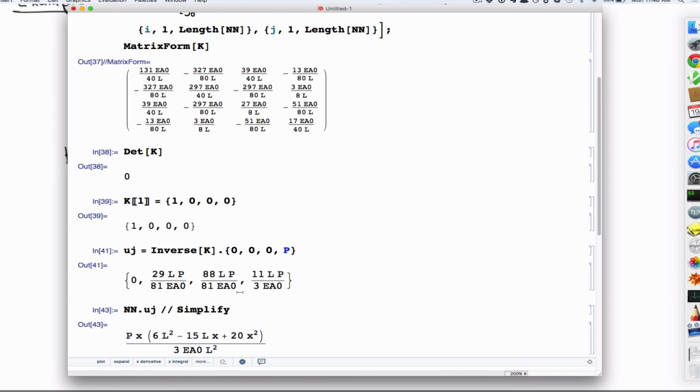I suspect this is the analytic solution, probably, for that cross section. All right, we'll stop there.